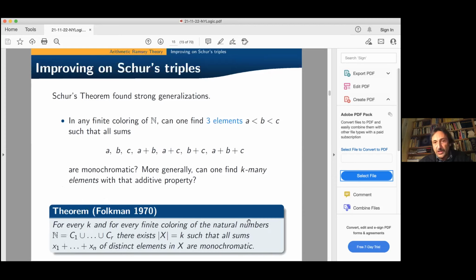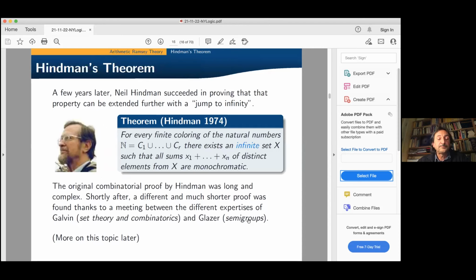And let me mention, and I will mention this later in the talk, that Schur's theorem has several possible generalizations. For instance, one could ask for 3 elements with the property that all possible sums are monochromatic. And this is true. It was proved in the 70s by Folkman. For any k, one can find k many elements with the property that all possible sums from these elements are monochromatic. And finally, the celebrated Hindman's theorem, which is a real jump with respect to the previous theorems, because he proved that one actually has an infinite sequence with the property that all finite sums taken from that infinite set are monochromatic.